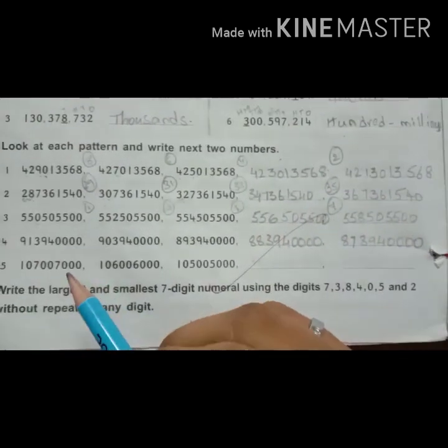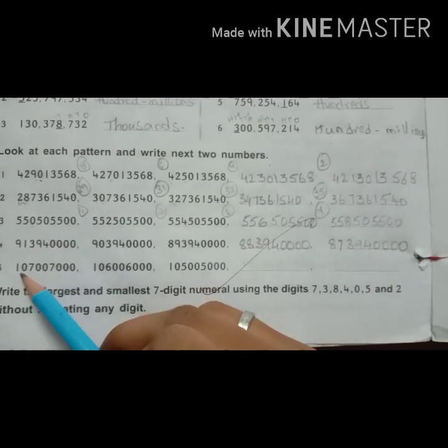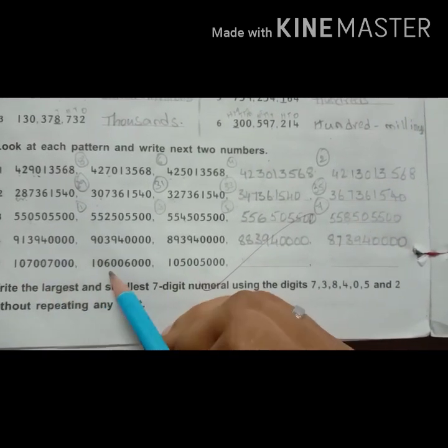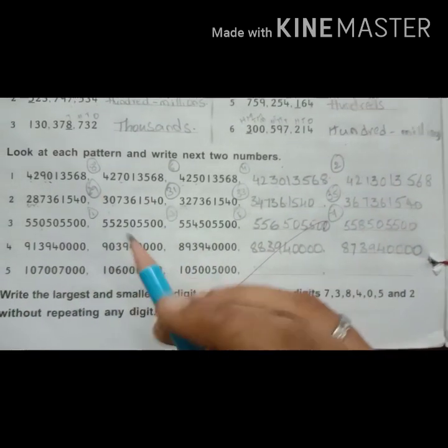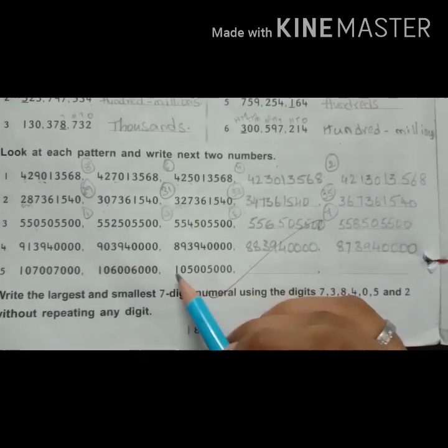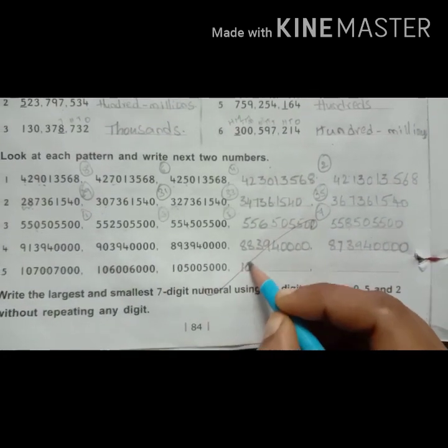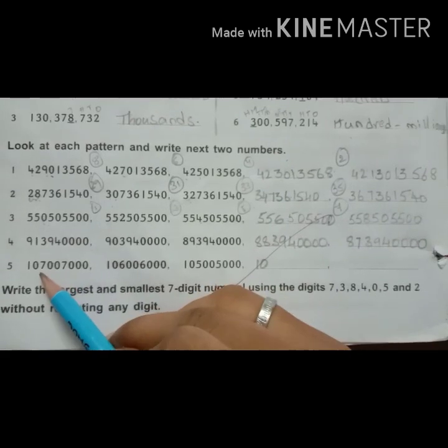Okay, children, next see the next one. 10. Here 10 is the 2-digit number. And see here also 10 is common. Here also 10. So here also we have to write 10 as common. Next you see the next one.